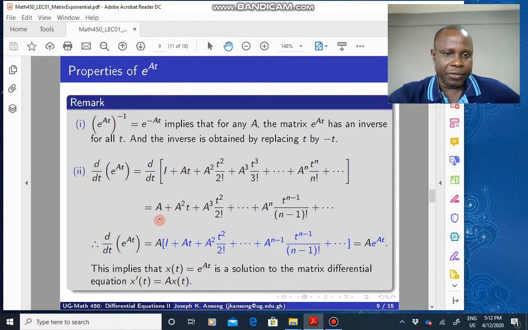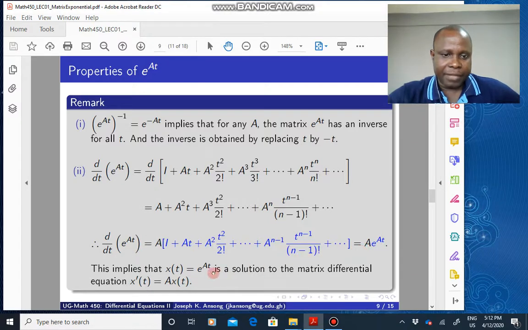In the next line, you can factorize A out, and you have I. A times I is A. And then over here, you are left with At, you have A squared t squared over 2 factorial, and so on. And now what you have in the square brackets here is just the definition of the matrix exponential. So this is just equal to A multiplied by e to the At. So that is the last property that we looked at.